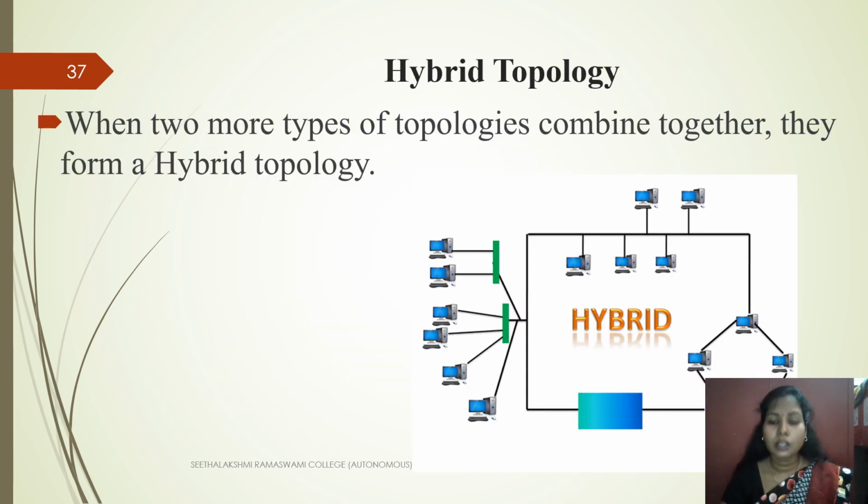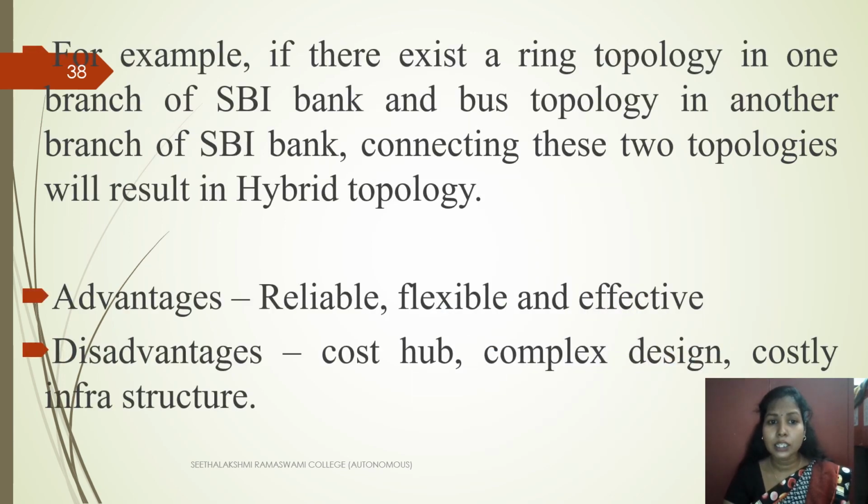Now, hybrid topology. When two or more types of topologies combine together, they form a hybrid topology. For example, if there exists a ring topology in one branch of SBI bank and bus topology in another branch of SBI bank, connecting these two topologies will result in a hybrid topology. The advantages of using this are they are reliable, flexible, and effective, whereas the disadvantages are that they are very costly, with complex design and costly infrastructure.